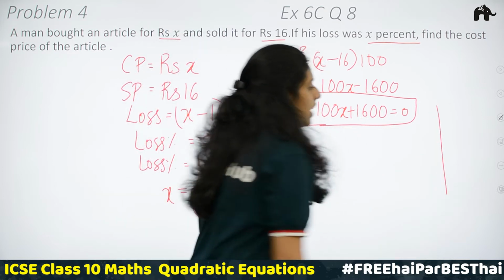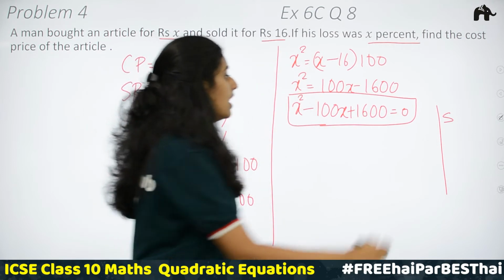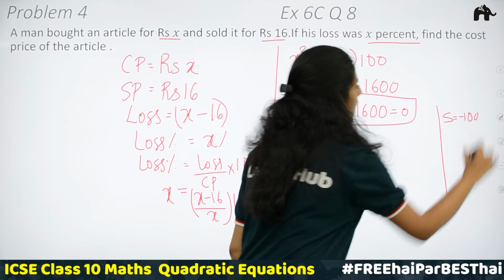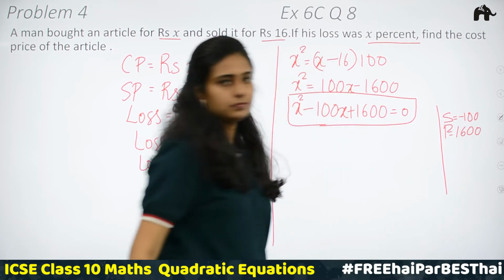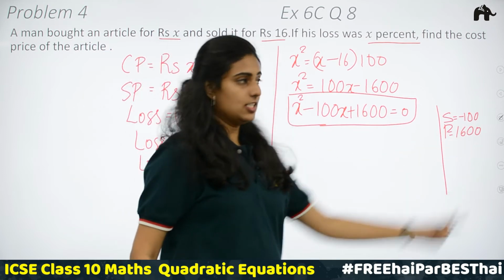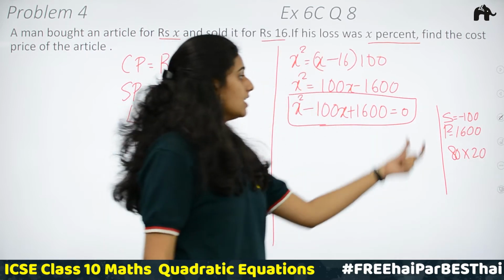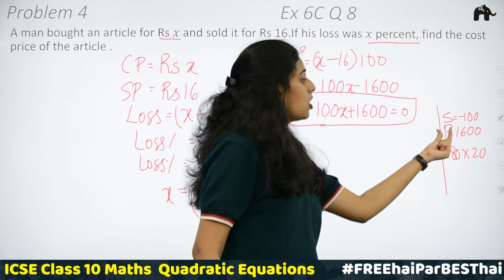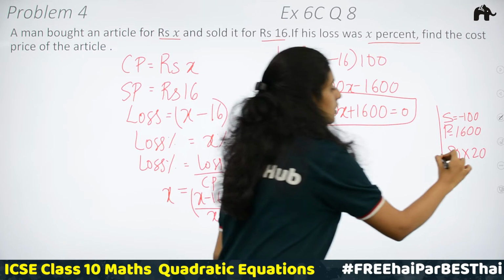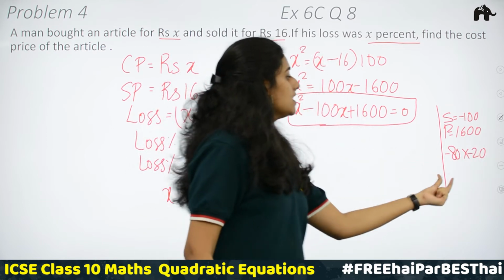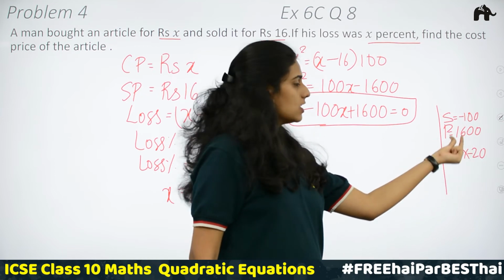Here, I am going to factorize. The sum of the two numbers chosen for factorization should be equal to minus 100 and the product should be equal to 1600. Okay, to get 1600, 80 into 20 is 1600. Here the sum is negative, which means the product is positive. The two numbers should be negative. Negative into negative is positive, right? Minus 80 minus 20 is minus 100. Minus 80 into minus 20 is 1600.